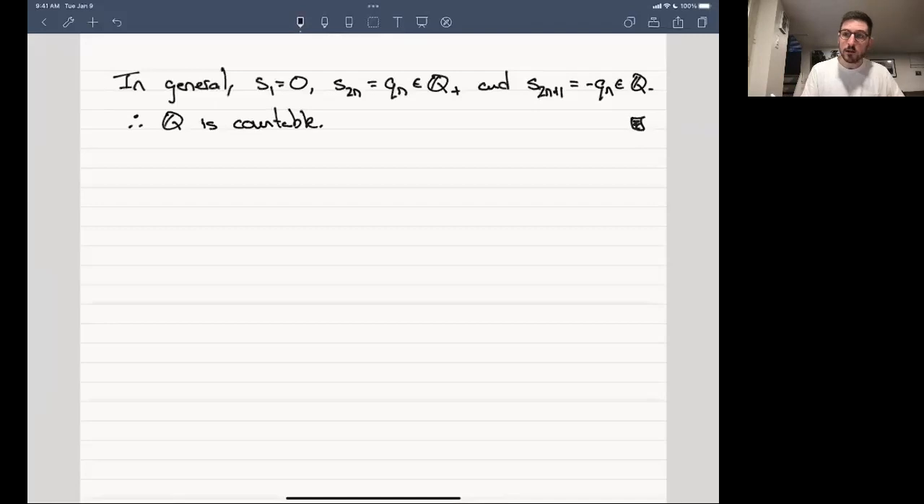And what I want you to try and do is maybe pause the video and use this same technique to show that the integers are countable using the fact that the natural numbers are countable. It should be a very, very similar process to what I just did here. Now, here's the thing.